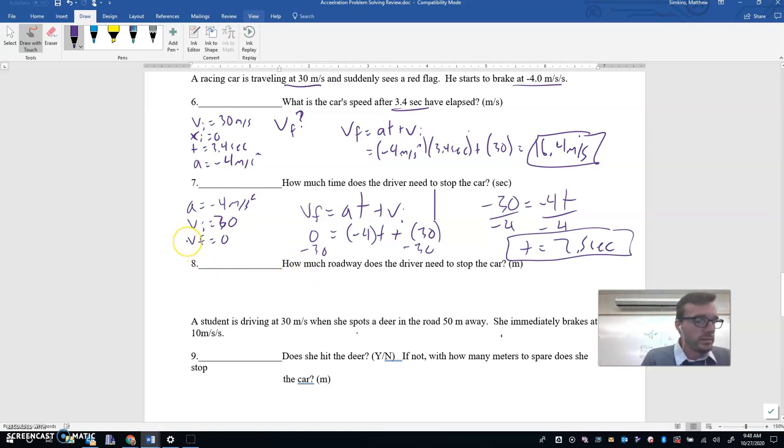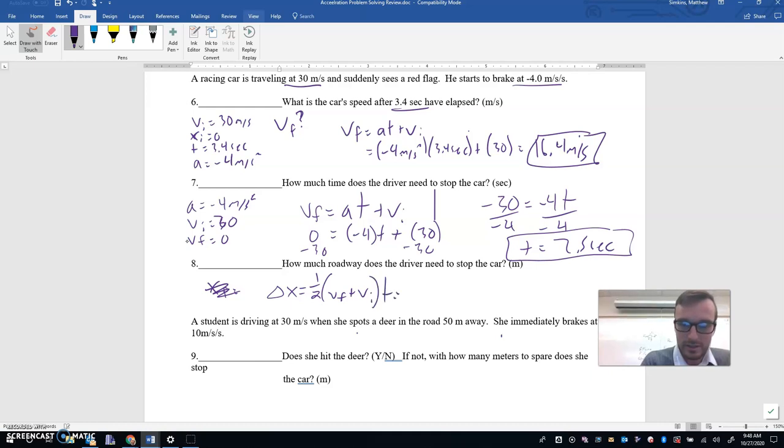How much roadway? So this is asking us how far is it going to take to stop? Well, let's try some of our x final equations. If we look, we don't know. Actually, we do know the V final. So really, you could actually use any equation you wanted to, because now we know the time as well. All right. So if you have a million different options, use the one that's the easiest. This one looks pretty easy to me because there's not that much involved with this equation.